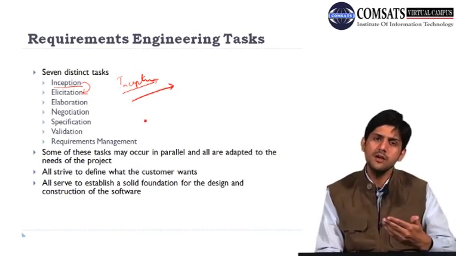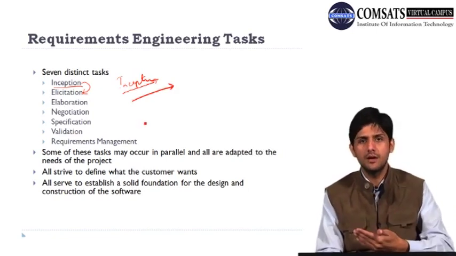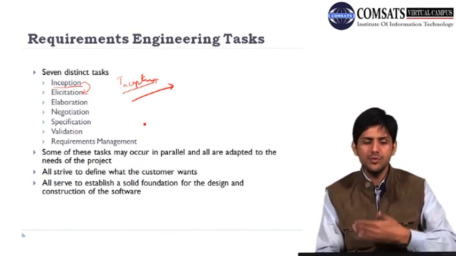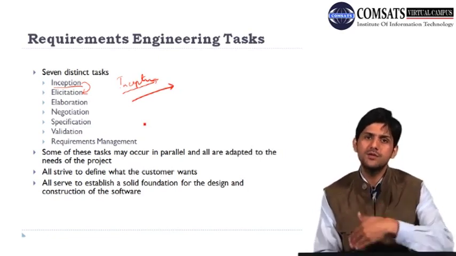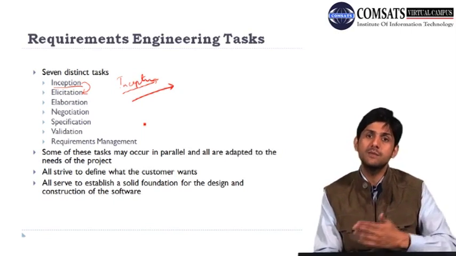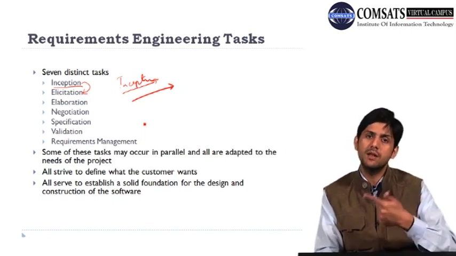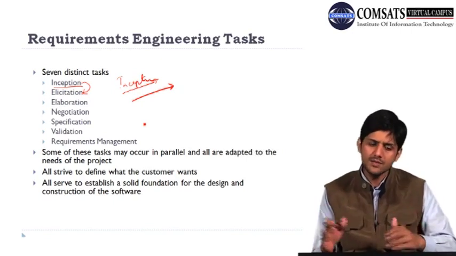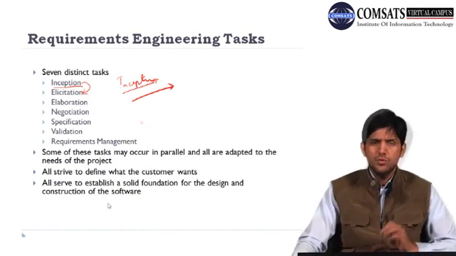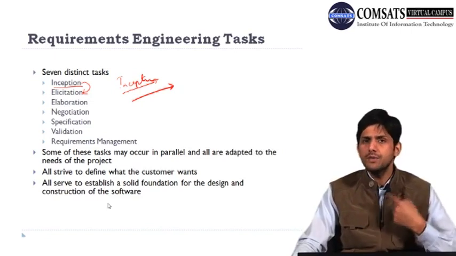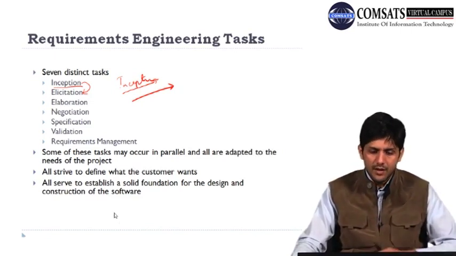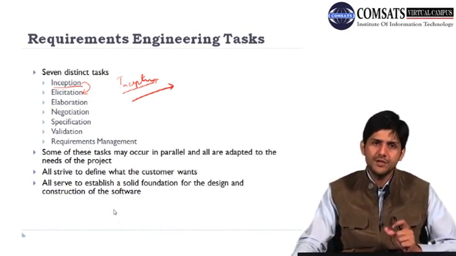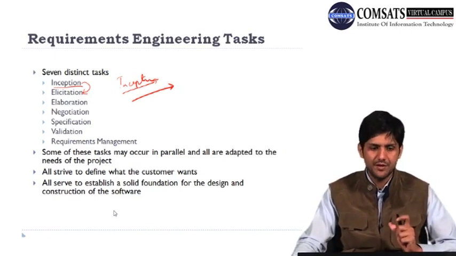So we will be doing these things in parallel. At the time we are eliciting requirements, we will also be doing elaboration, and we can also do negotiation with elaboration. And we can also specify requirements once we are eliciting and elaborating them. We can also specify some of the requirements. So these are not all sequential tasks. We can do them in parallel. So the goal is that we try to define whatever the customer wants in a clearer fashion, and we want a solid foundation for design and construction of the software.